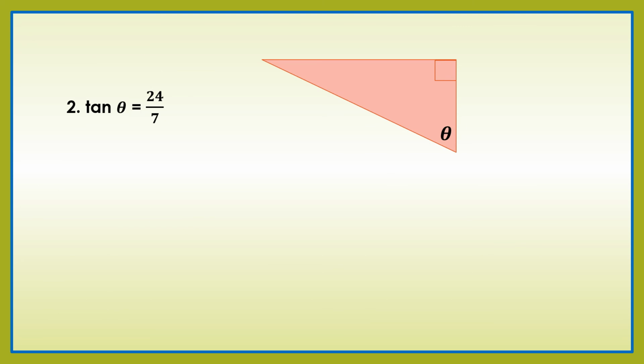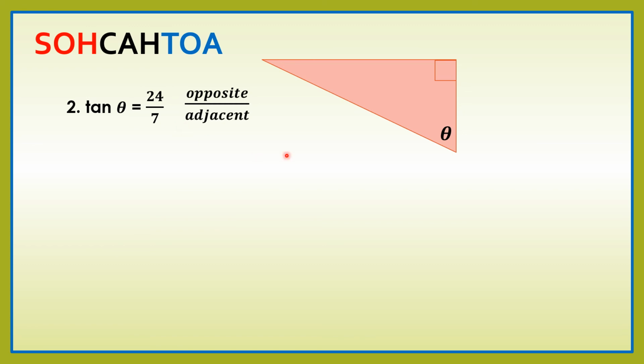Let's have here another example. Tangent theta is equal to 24 over 7. So, identify lang natin yung 24 at saka yung 7 kung ano ba sila. Sa ating mnemonic word na SOH CAH TOA. So, TOA, tangent, is equal to opposite over adjacent. So, ibig sabihin yung 24 ay opposite at yung 7 ay adjacent. So, i-label natin siya sa given na right triangle. Ito ang ating reference angle.